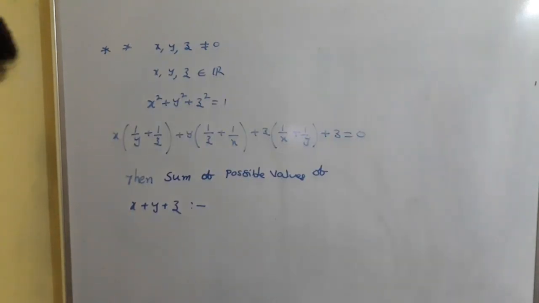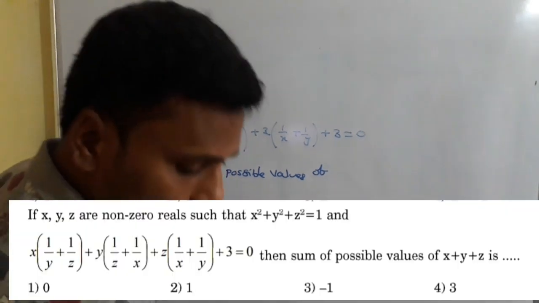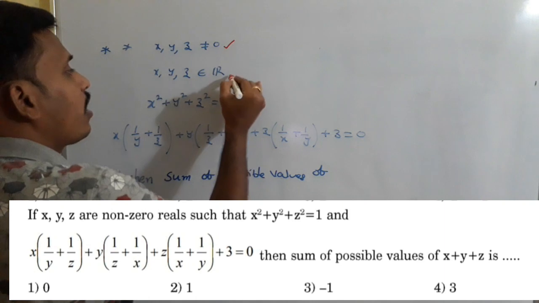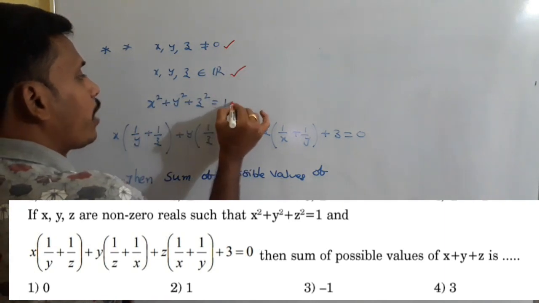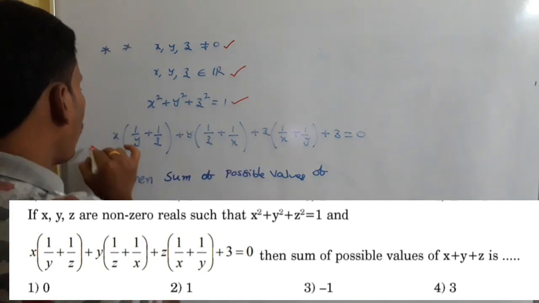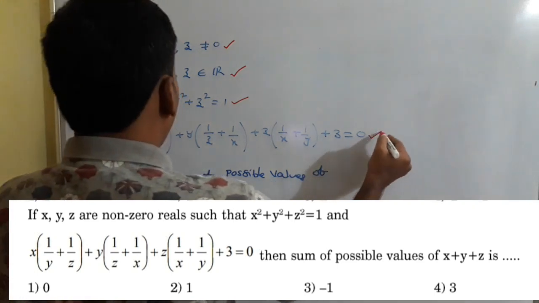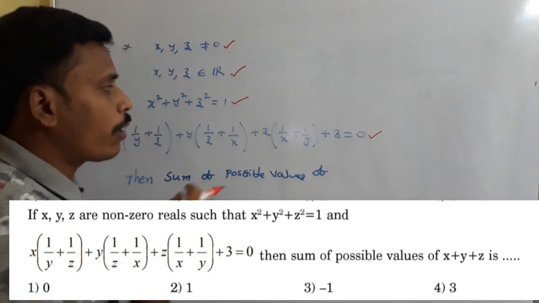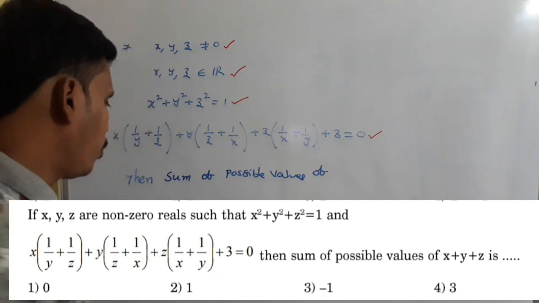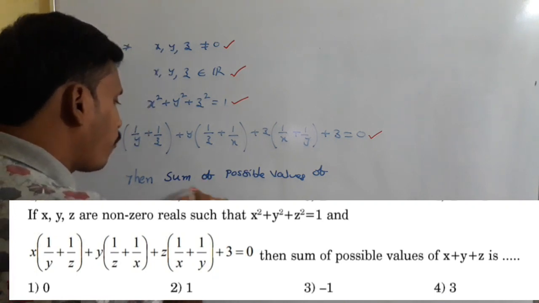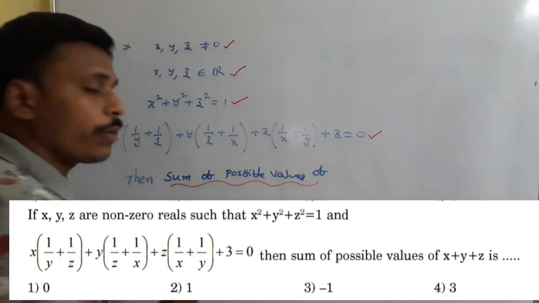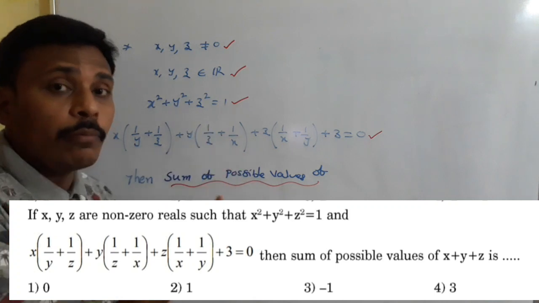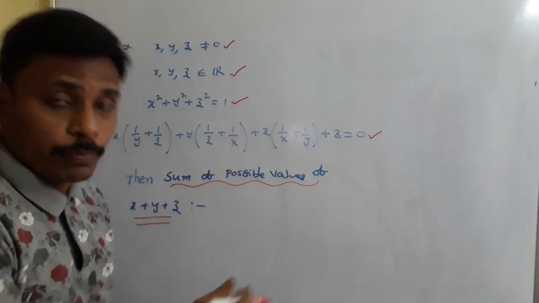Right, look at the next problem. What is the problem here? If you observe, x, y, z are non-zero reals such that x square plus y square plus z square is equal to 1, and the next condition is x(1/y plus 1/z) plus y(1/z plus 1/x) plus z(1/x plus 1/y) plus 3 is equal to 0. Then we need to find the sum of possible values of x plus y plus z. That is, with this information, there may be more than one possibility for x plus y plus z.